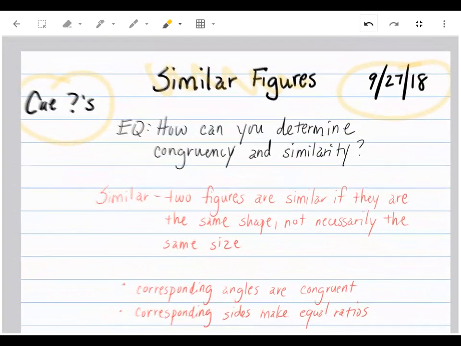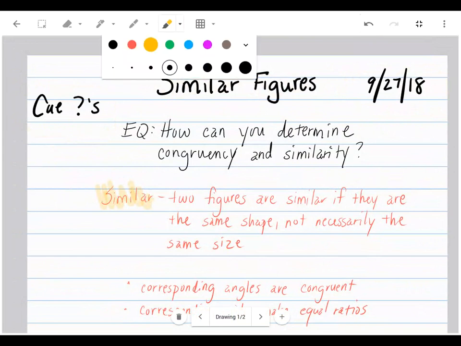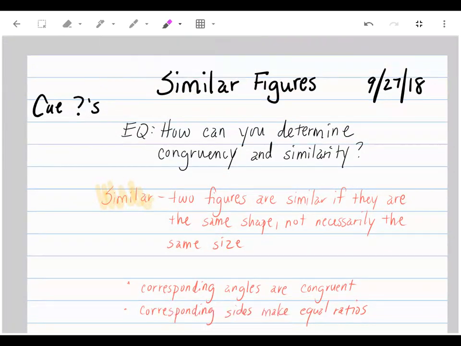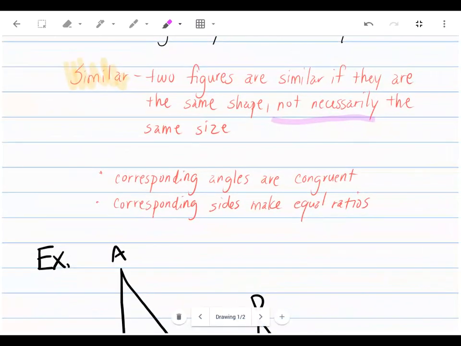For a lot of us, though, we already have this first part down, and the central question, and we actually already talked about the definition of similar figures. So it's two figures that are the same shape, not necessarily the same size. So they can be the same size, but they may not be. The key parts of this were that corresponding angles are congruent, and corresponding sides make equal ratios, and that's this part right here. Very, very important. That is the core part of this entire lesson. If you understand that, then you'll be pretty good to go.